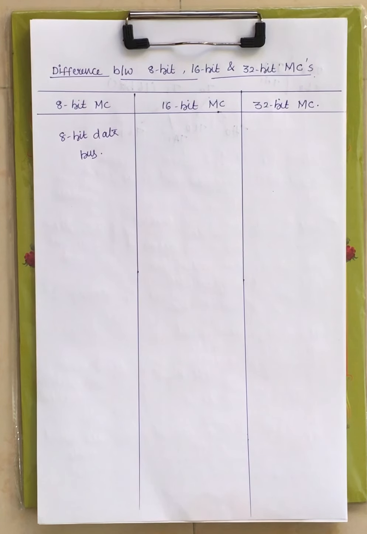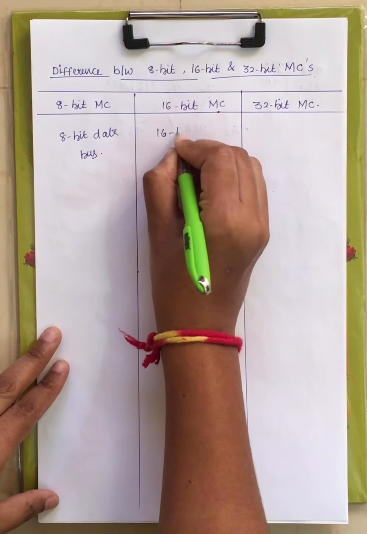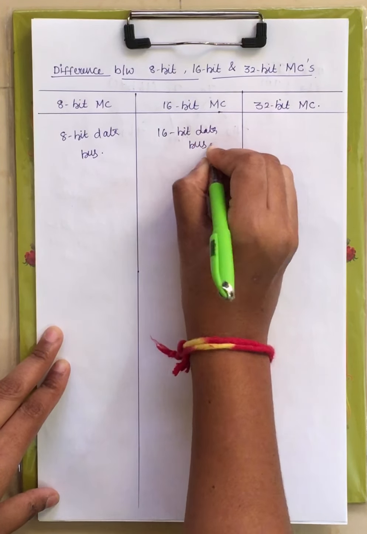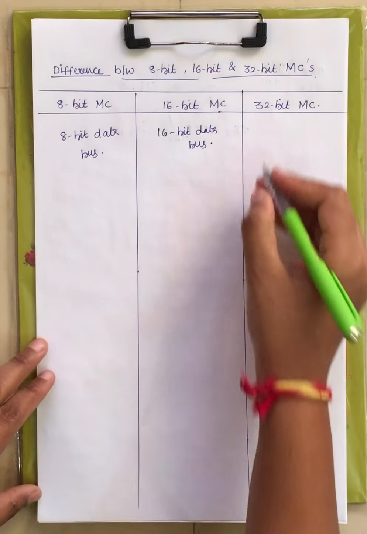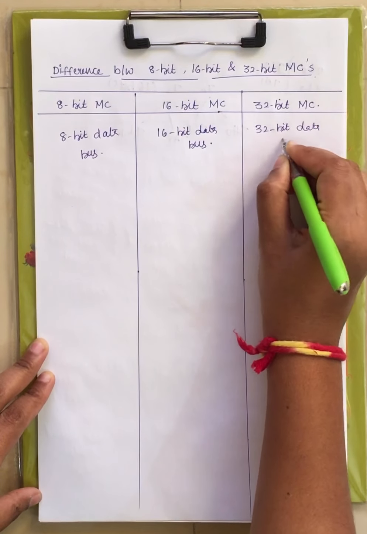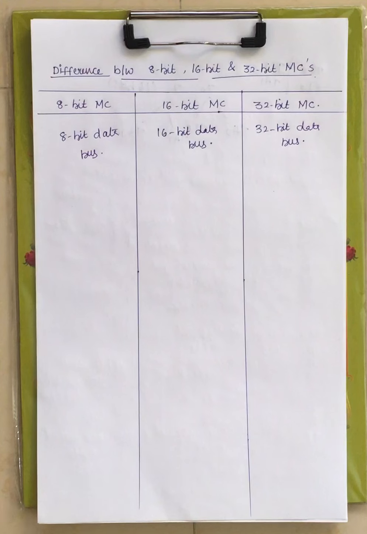If it is a 16-bit microcontroller, it contains a 16-bit data bus, right? Data bus is used to carry 16-bit data. Similarly, a 32-bit microcontroller has a 32-bit data bus. Now coming to the first variation, that is data bus: 8-bit under 8-bit microcontroller, 16-bit under 16-bit microcontroller, and 32-bit under 32-bit microcontroller, right?